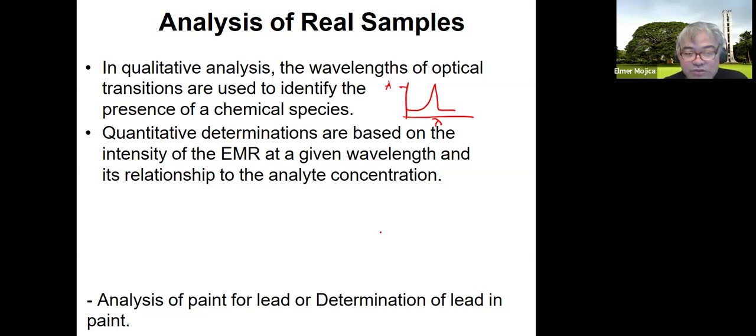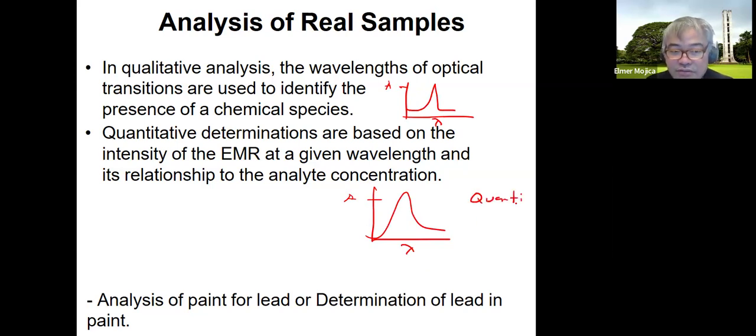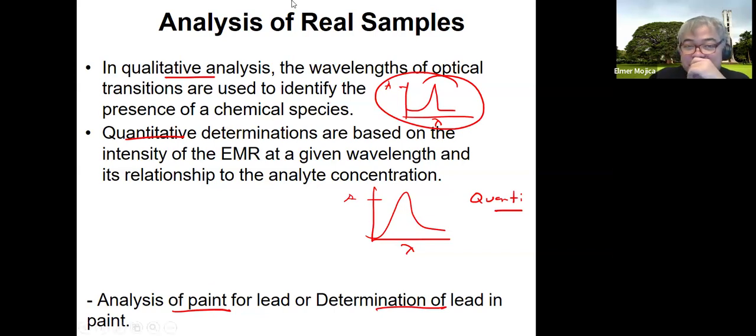But in a quantitative one, what do we do? So this is the absorbance and this is the wavelength. But what's the difference if you want to do a quantity? Anyone? What's the difference of a quantitative determination and qualitative determination? So here we could say analysis of paint for lead, just answering the question, is lead present? And then determination of lead in paint, that's answering how much lead is present. So ano yung difference sa dalawa? What do you need to do? Additional things that you need to do. Anyone? How are you going to determine the concentration?